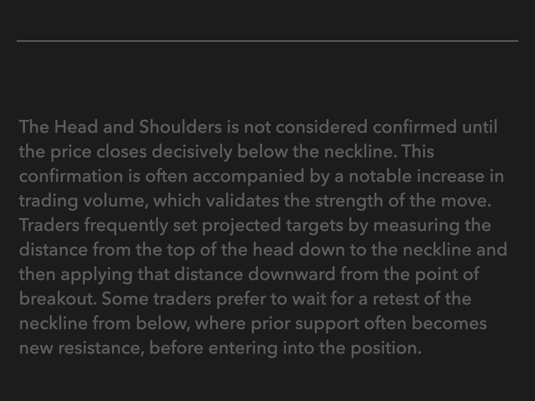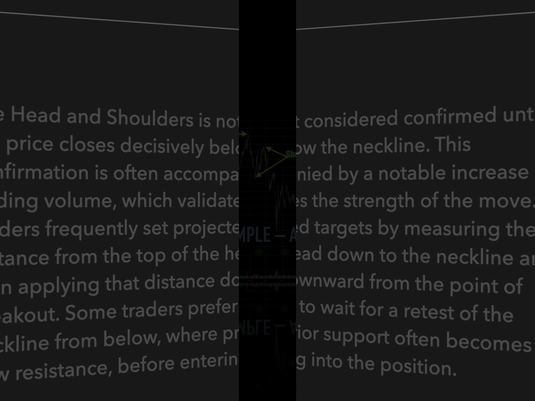Without a neckline break, there's no confirmed trade. Strong volume increases confidence in the validity of the signal. The simple, time-tested method to set downside targets is the measured move: the distance from the head to the neckline projected down after the break. More conservative traders often wait for a retest of the neckline, because the market frequently comes back to test this new resistance level before driving lower.